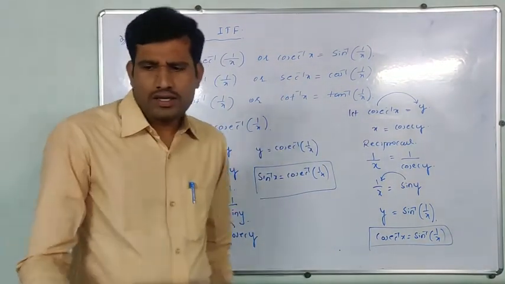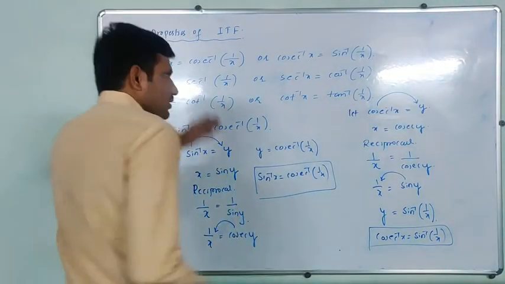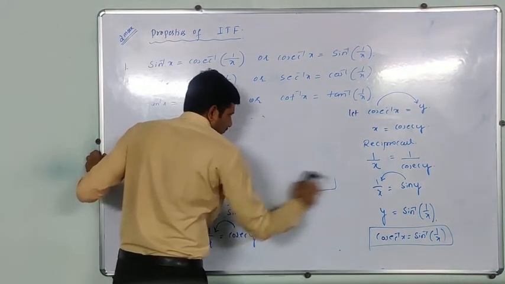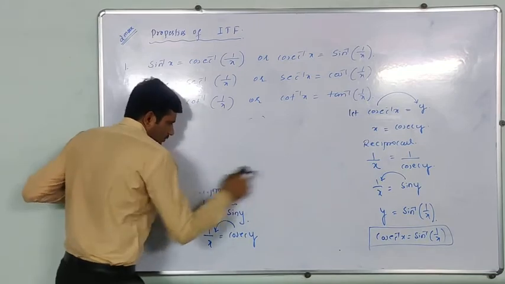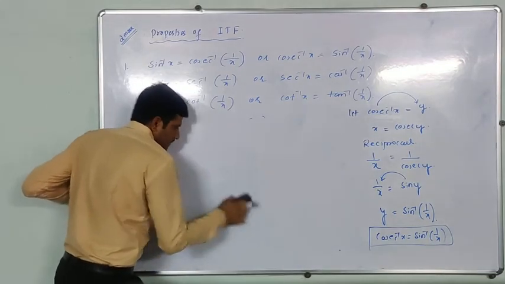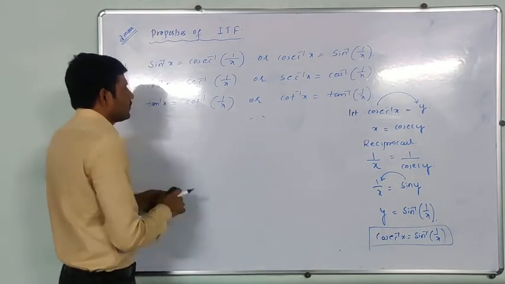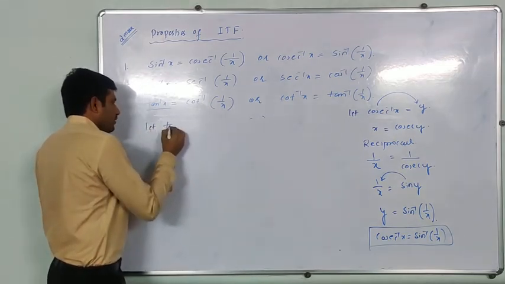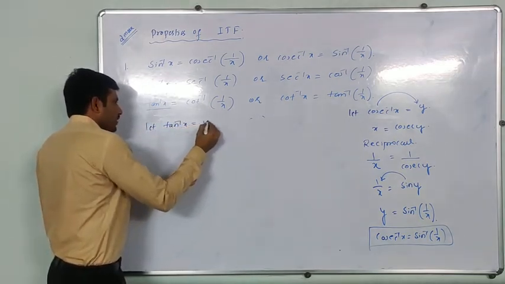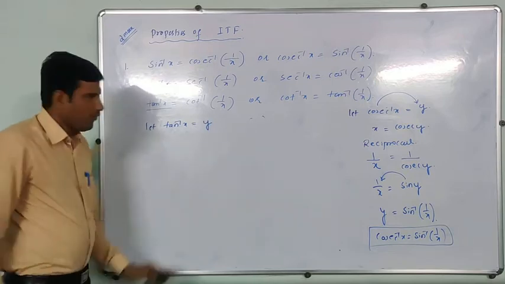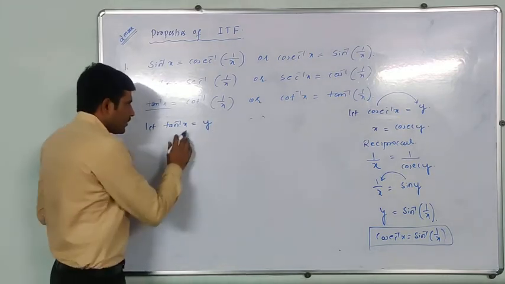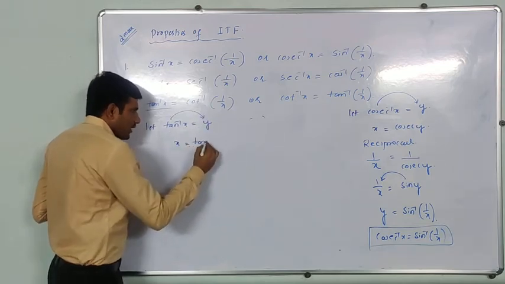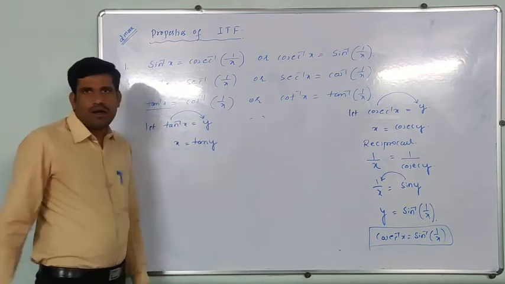So see friends, the remaining ones are also the same. I will do one more. I will do tan inverse x here. Let's say tan inverse x, take it as y. If you take tan inverse x as y, then what is x? x is nothing but, if it comes to the right hand side, that will become tan y.